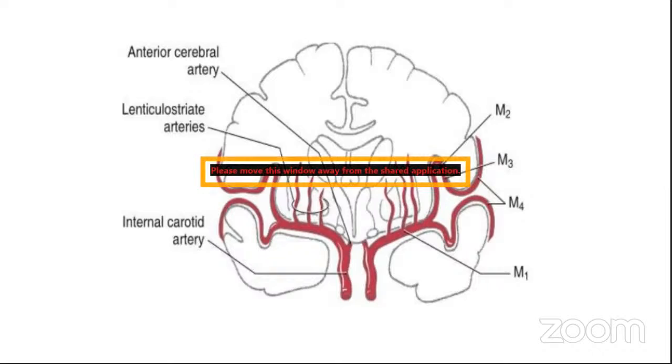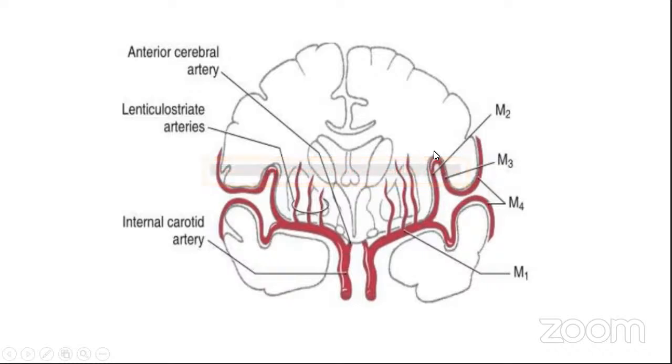So the MCA courses through the Sylvian fissure from the ICA terminus and terminates at the lateral convexity. It has four segments. It has two trunks and two bifurcations, makes three right angle bends, and gives different branches at each side.